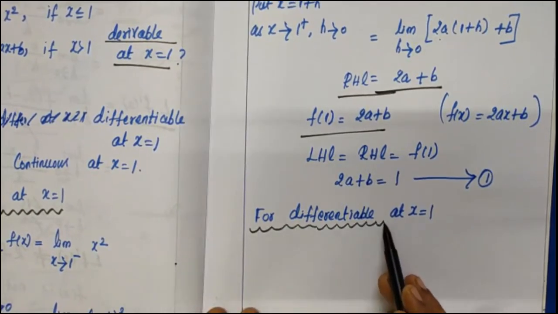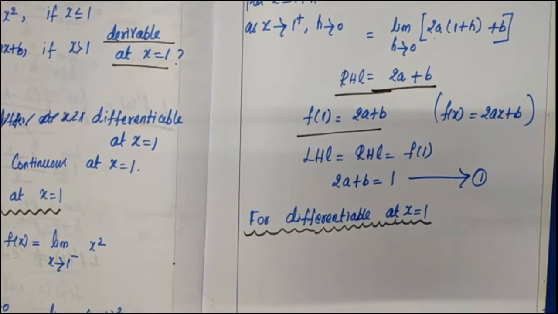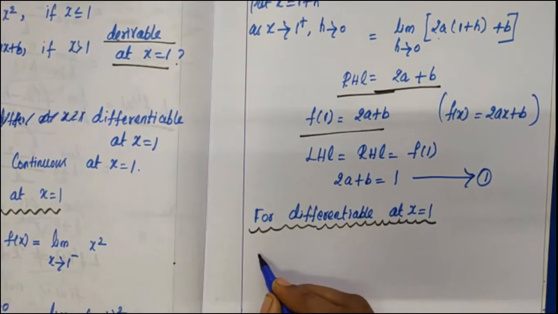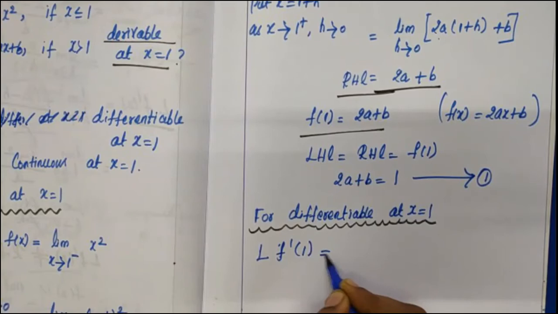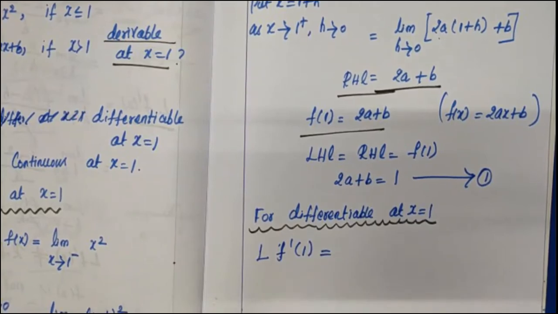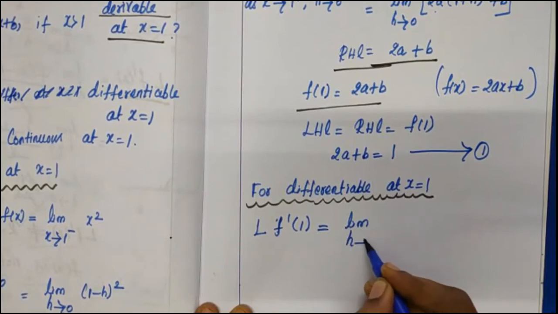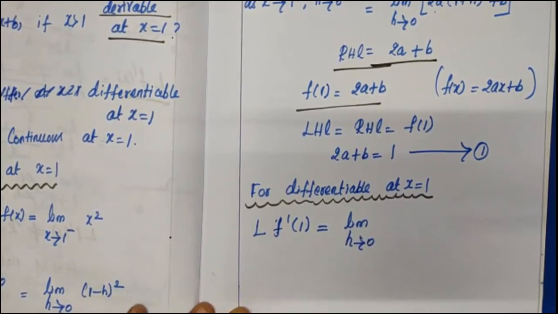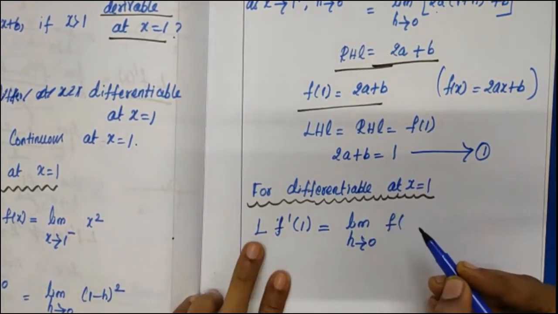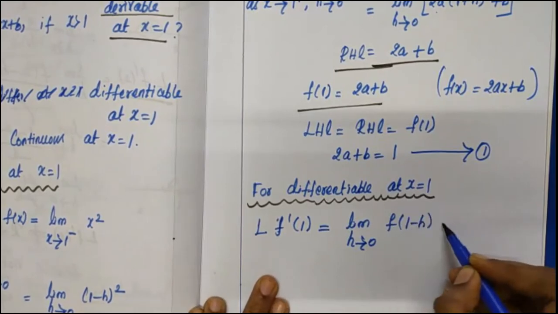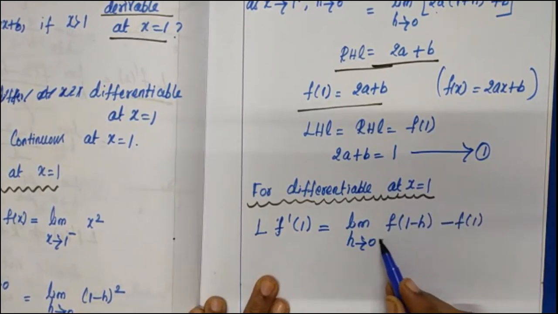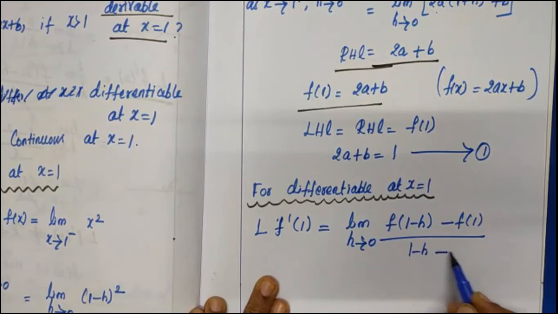The differentiable condition: left f dash of 1 is equal to right f dash of 1. So left f dash of 1 is equal to limit h tends to 0 of f of 1 minus h minus f of 1 divided by 1 minus h minus 1.